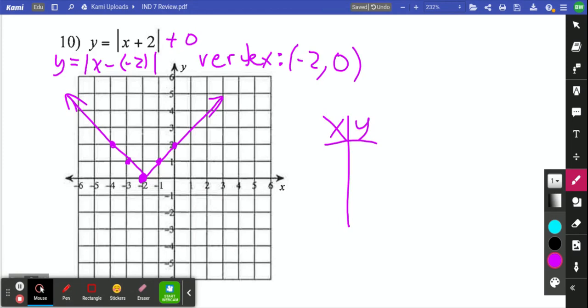And don't make the vertex thing harder than it is. If you have a plus in there, you just know that you're going to use the negative. But if it's minus in there, it won't be. You'll just take the actual number that's subtracted, and that will go in as the x-coordinate of your vertex.